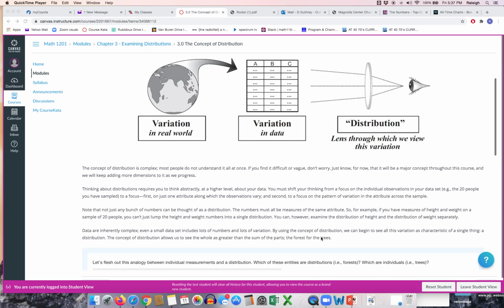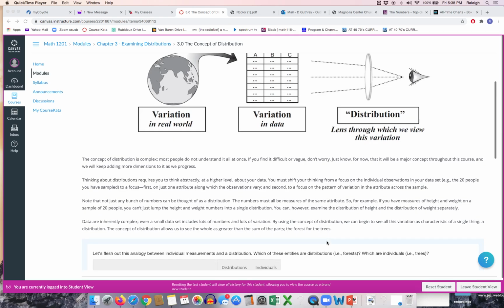If I was making a different point, with a small sample size, you can't really get a lot out of that. But data are typically inherently complex, and even a small data set includes a lot of numbers and lots of variation. So we use the idea of distribution, and we want to see all the variation of the characteristic of a single thing, such as the whole is greater than the sum of its parts, the forest and the trees, and all of that.